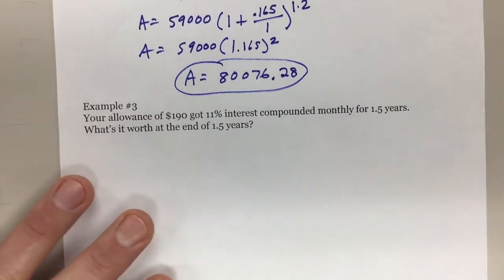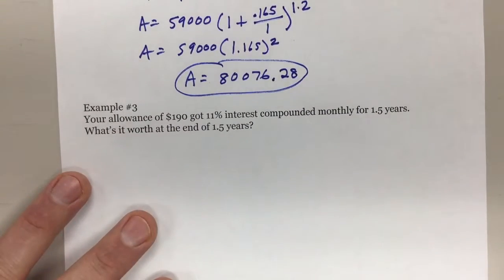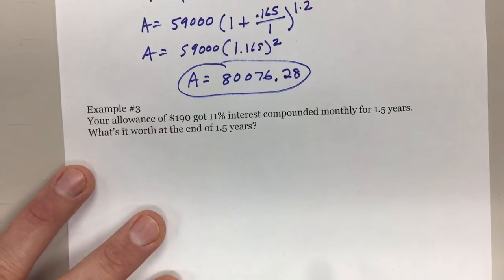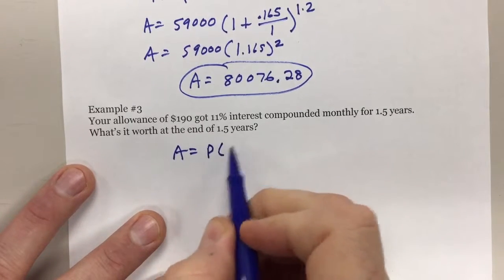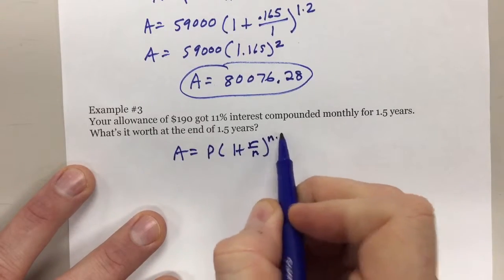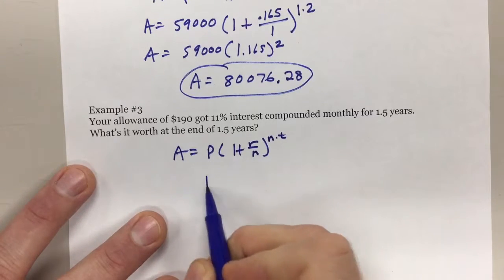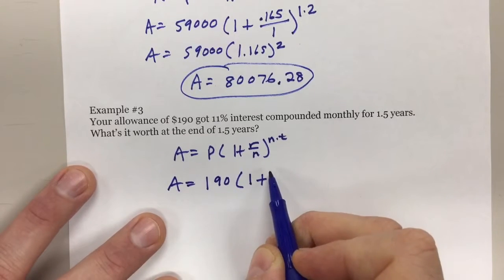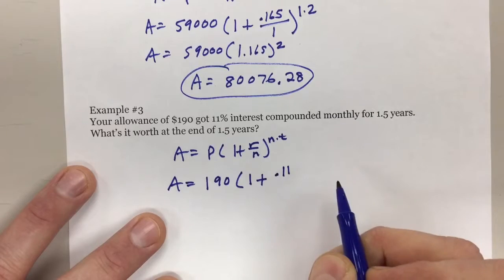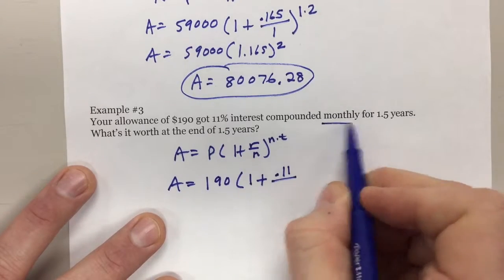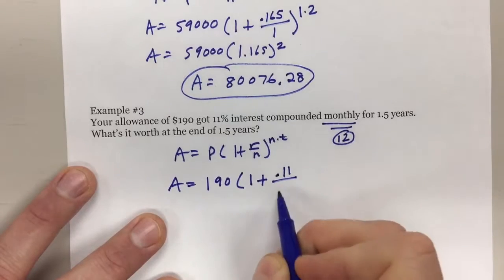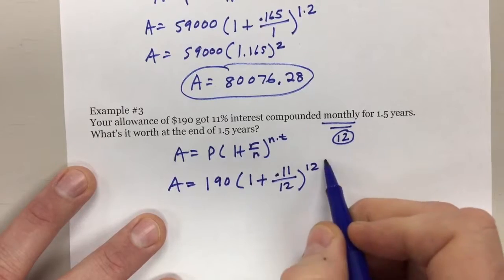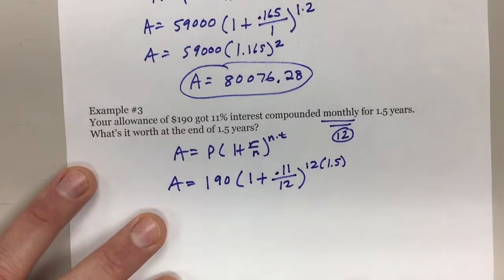Let's try one more example. It says your allowance of $190 got 11% interest, compounded monthly for 1.5 years. What is it worth at the end of the 1.5 years? So I have my equation. The principal is the $190 allowance. The 1 is always part of the equation. The interest rate was 11%, which I convert to 0.11. It said compounded monthly. That means 12 times a year. So N is 12. I use the 12 again because there's 2 N's. And it was 1.5 years, so I make that 1.5.